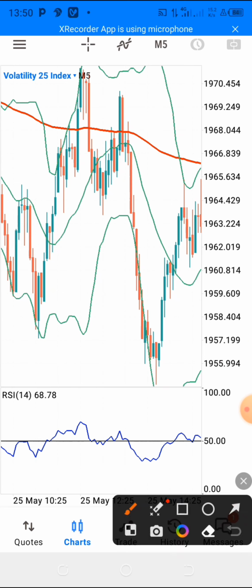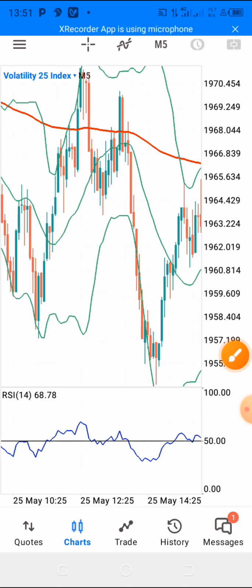For our target, it was this level, and our stop loss, we're going to place it above the high of the candle that broke the middle Bollinger Band, which was here, and we're going to take our trade here. Look at the risk to reward ratio. This is our profit. So this strategy works. It works perfectly. So basically, this is how this strategy works.